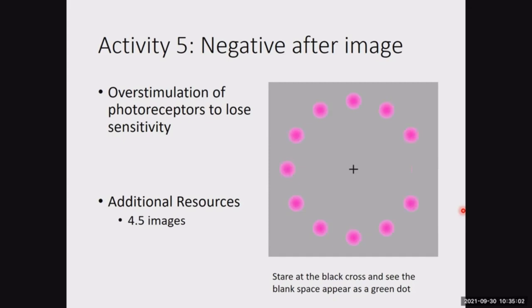And so in this example, if you focus in on the dot, you've got the little pink dots that are moving around. When the pink dot goes away, what you're going to see is a green after image. Now, if you pull back and look at this object without focusing on the dot, you can see that the green dot isn't necessarily there if you are not overstimulating the photoreceptors and causing them to lose their sensitivity. And there are some additional resources on the Canvas site, some images that you can use for these negative after image activities.